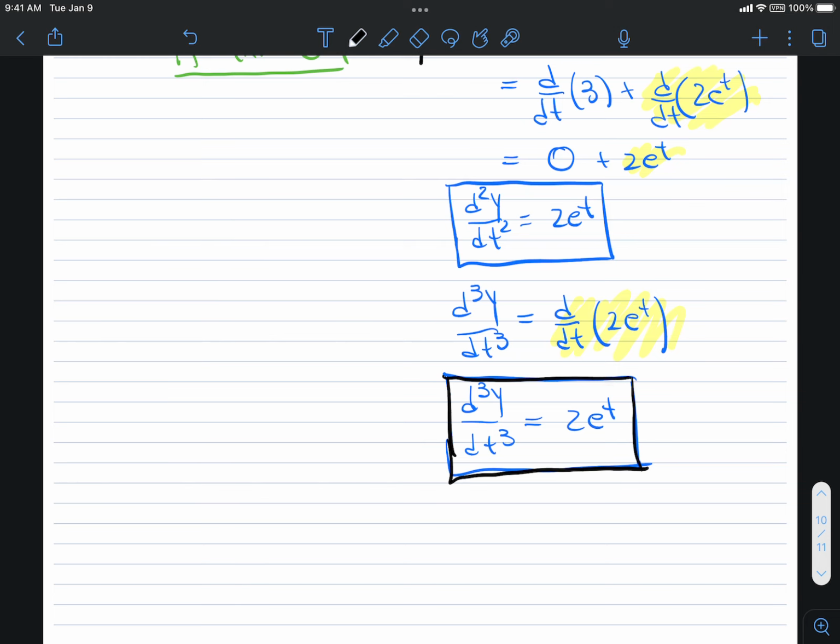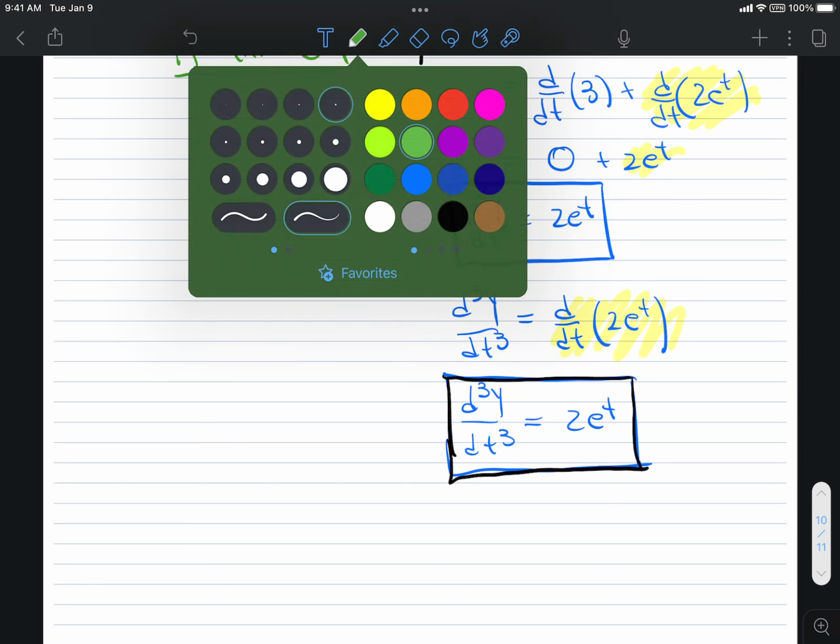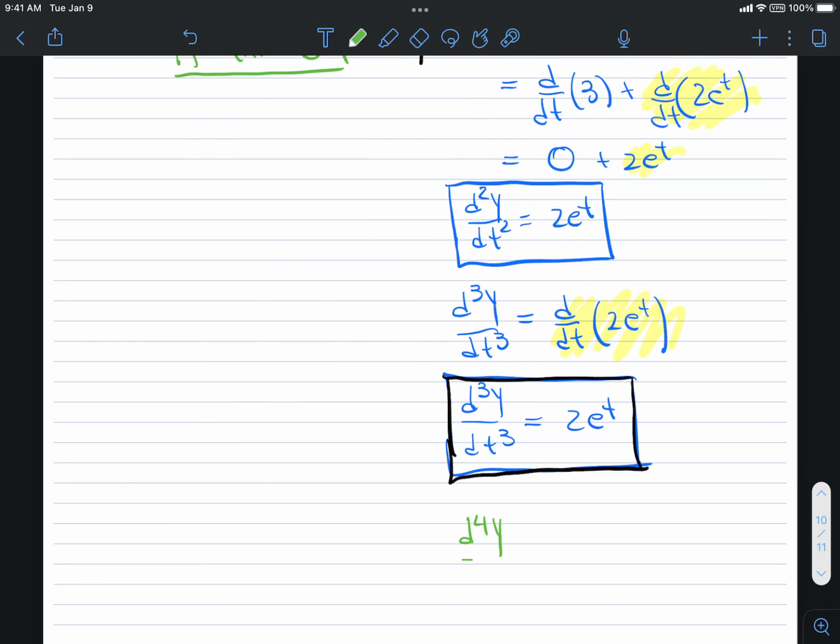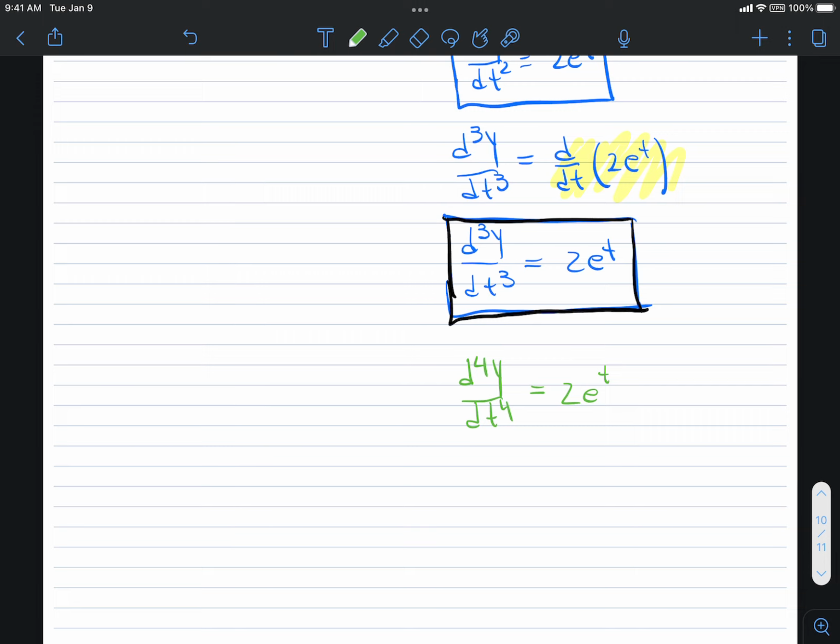Note that nothing happened to this. If I were to find the fourth derivative of y, for example, you'd be right to guess that this is 2e to the t. Doesn't matter how many times I derive this, nothing happens to the exponential. So the 100th derivative, even though I'm not able to do that one at a time, the 5th, the 6th, the 7th, I know it's 2e to the t.